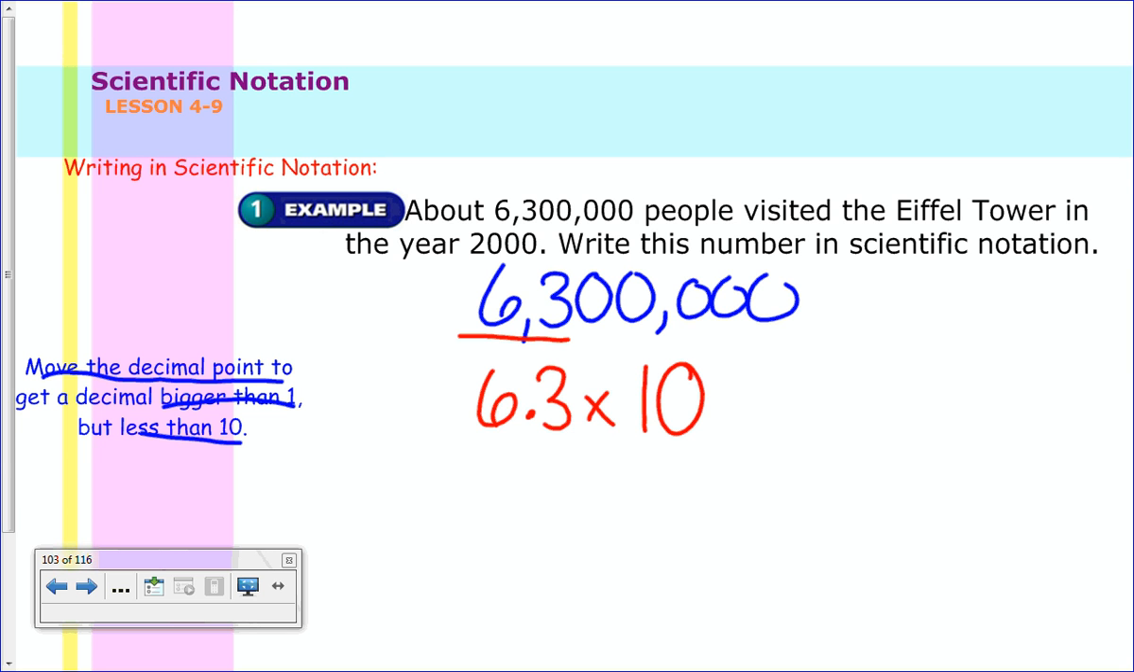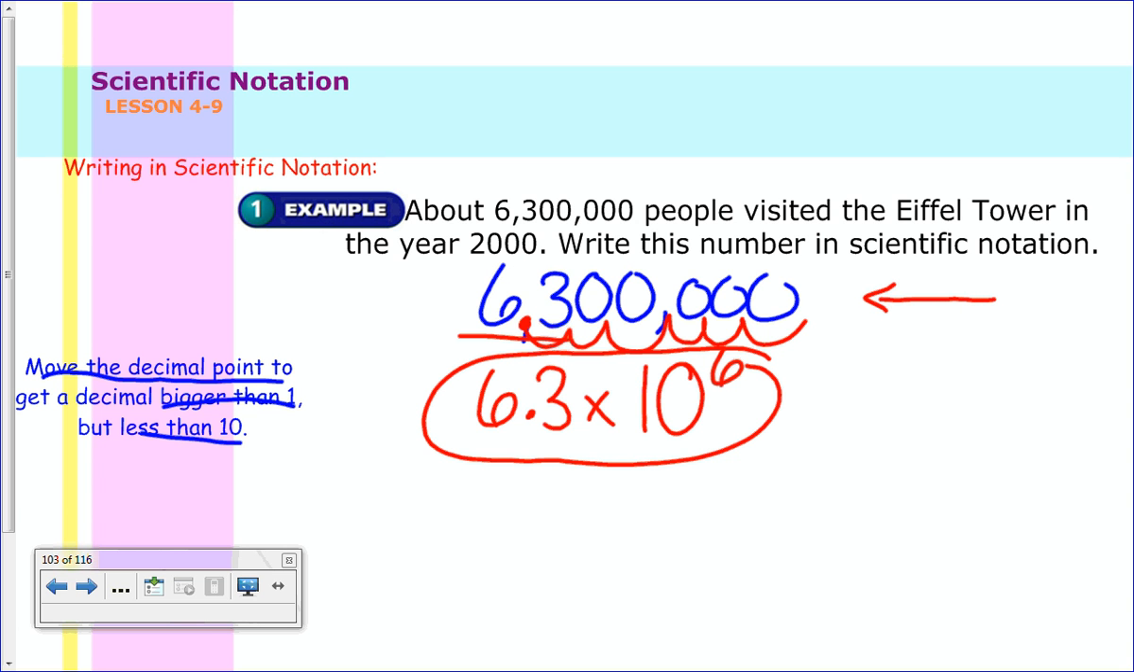Now I know I'm going to multiply it by 10, but I have to figure out how many times. And what you do is I put my decimal right there. You count over how many hops that is. 1, 2, 3, 4, 5, 6. So 6,300,000 is the same thing as 6.3 times 10 to the 6th power. Whenever you move the decimal this way, it's going to be positive. If you move the decimal that way, it's negative. This is a key point that you'll want to remember for tonight's lesson.